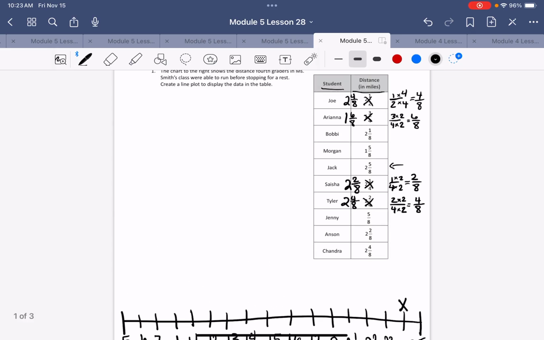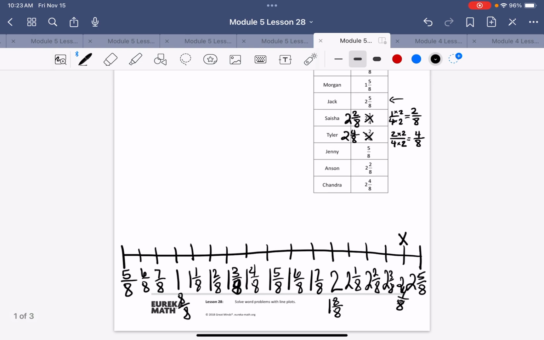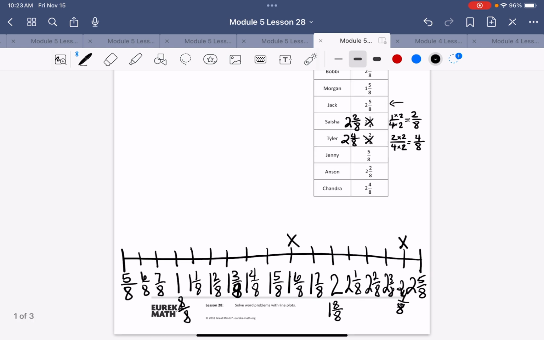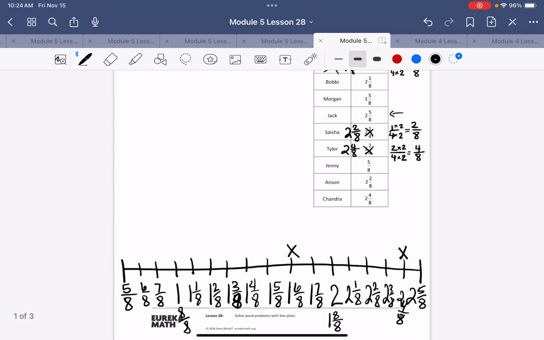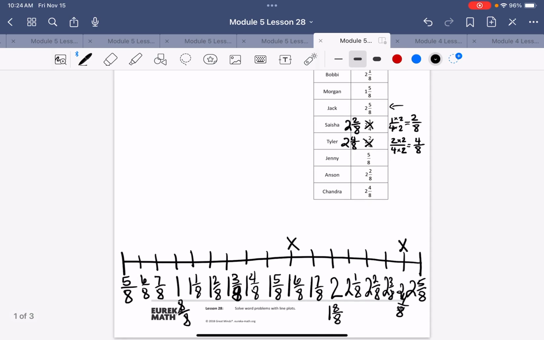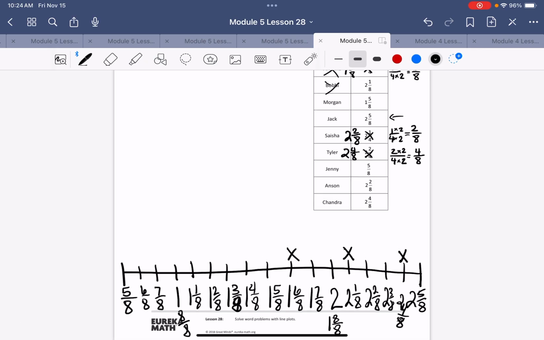Okay, I'm going to cross off Joe so I remember I already put his on the chart. Ariana had 1 6/8, so I'm going to find 1 6/8 on my line plot, and I'm going to put an X above it. It should only be an X. And then I'm going to cross off Ariana. I'm going to look at Bobby. Bobby has 2 1/8. So I go to my chart, I find 2 1/8, and I put an X. And then I'm going to cross out Bobby.